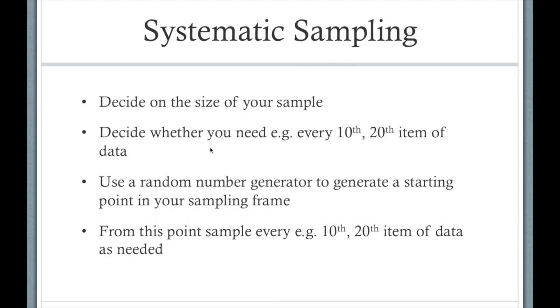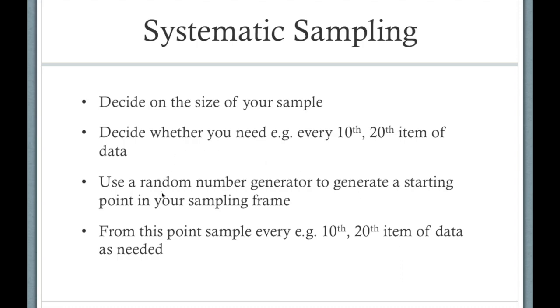We then need to decide whether we need, e.g., every 5th, 10th, 20th item of data. Now, there are 200 items of data in our sampling frame, i.e. 200 people who have been surveyed or whose data has been collected. So that means if we want a sample of size 20, from our starting point we're going to need every 10th value. But we don't just start on item number 1, we use a random number generator to generate a starting point. And from there we count every 10th value.